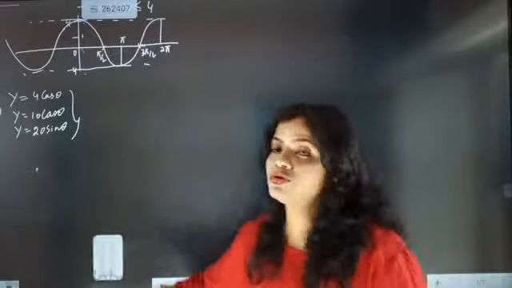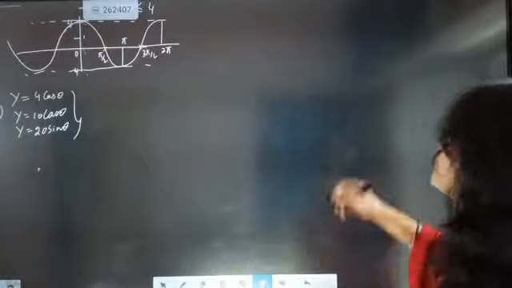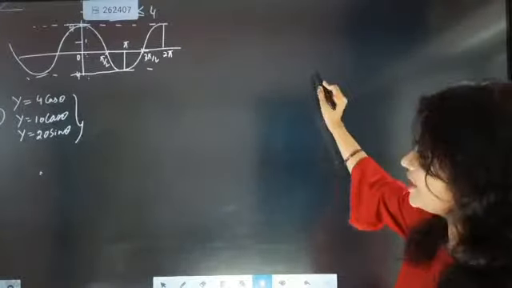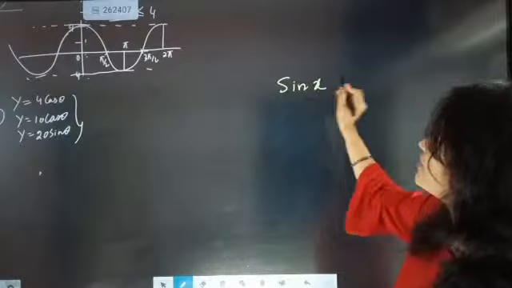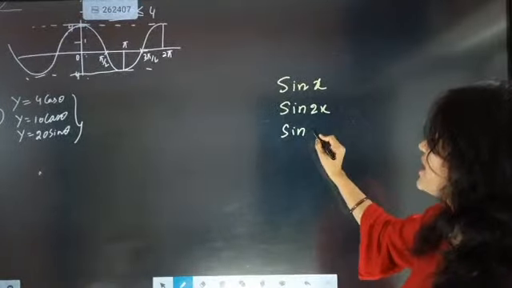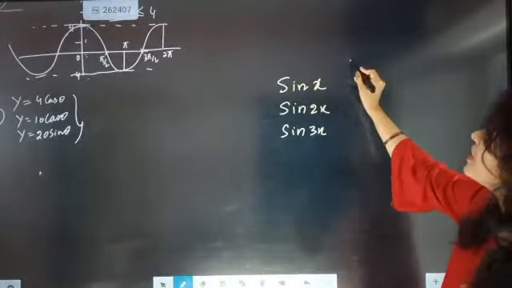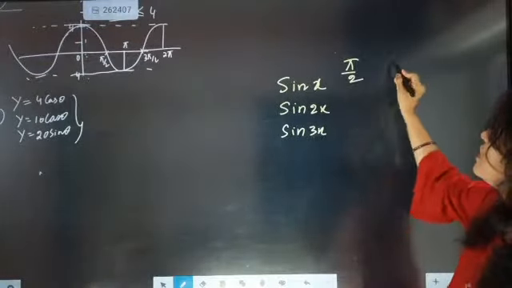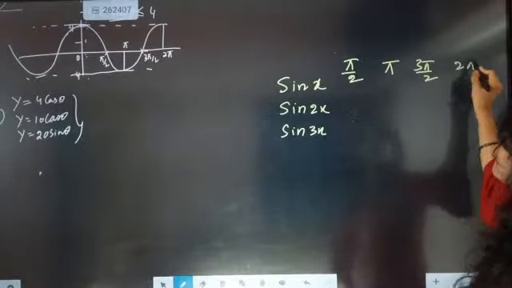So now I am just going to draw it one more time. Don't worry about drawing, just understand this concept. Okay. So now when sine x will be there, sine 2x will be there, sine 3x will be there, what will happen? When x will be there, then pi by 2, pi, 3 pi by 2 and 2 pi.